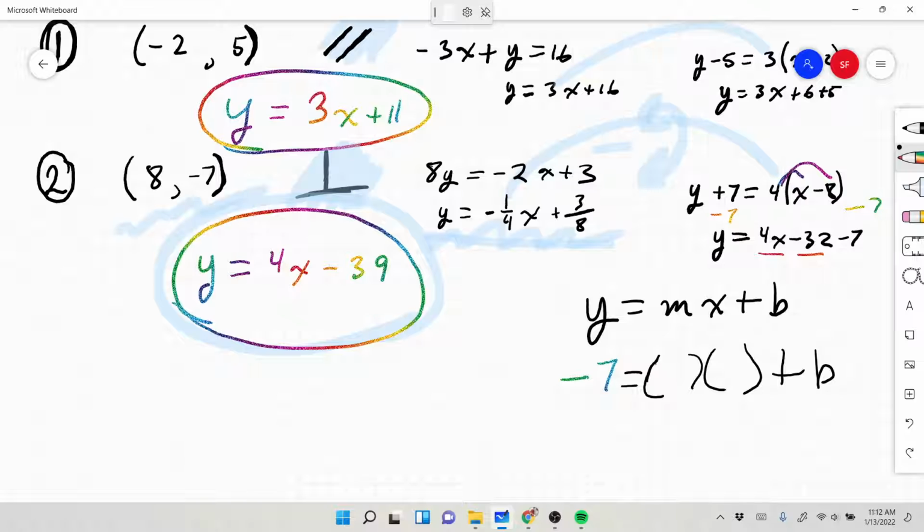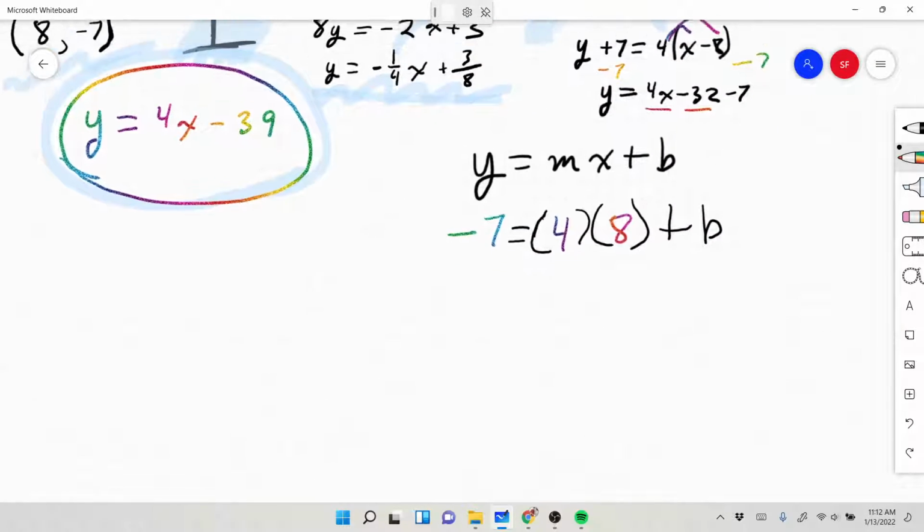And we would plug in, for m, the opposite reciprocal of -1/4, which would be +4, right? Yeah. No, I didn't do that. And then we would plug in the 8 for x, right? I get it now. It's so cool when you get it.